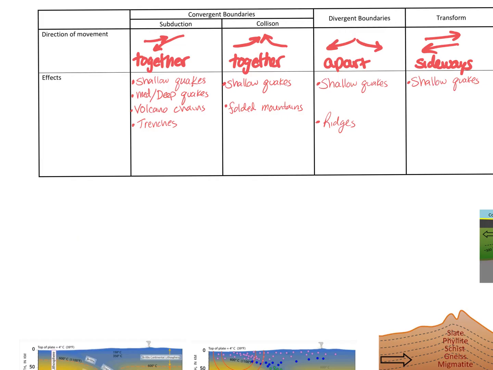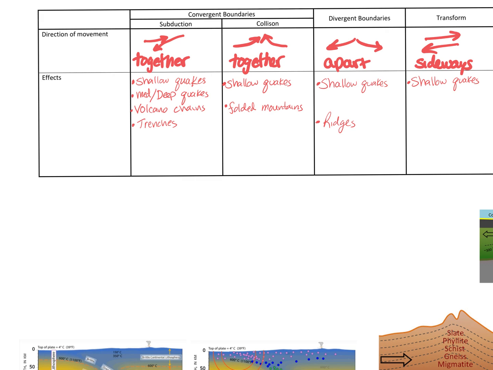So returning to this chart, we now know that shallow earthquakes occur everywhere because that's where there's brittle crust that can deform when the stress of plate tectonics happens. So we see that at all plate boundaries. But we see the deep and medium earthquakes only at subduction zones because of the temperature of the plate there.